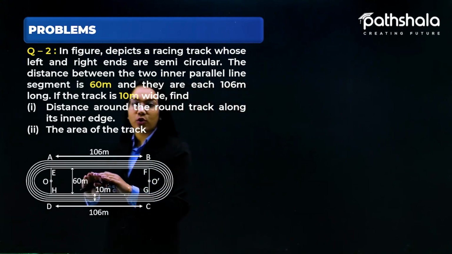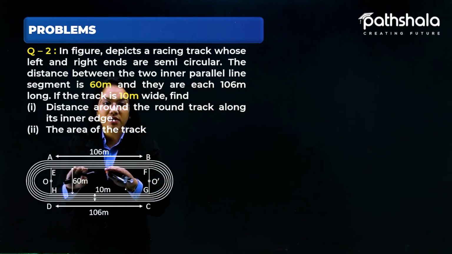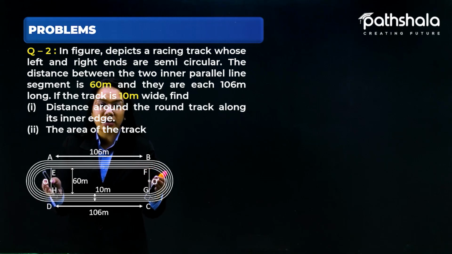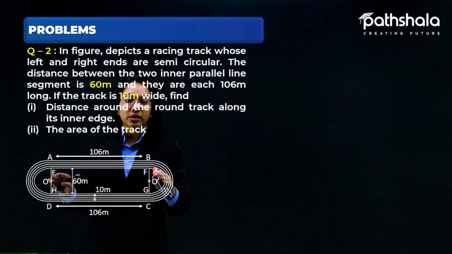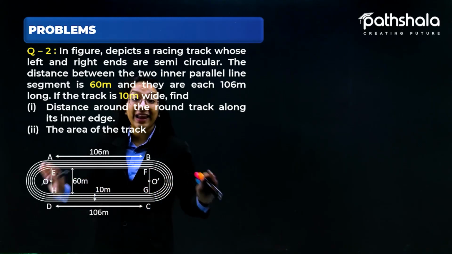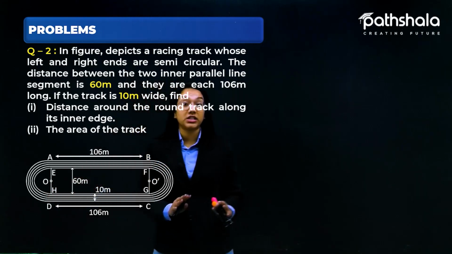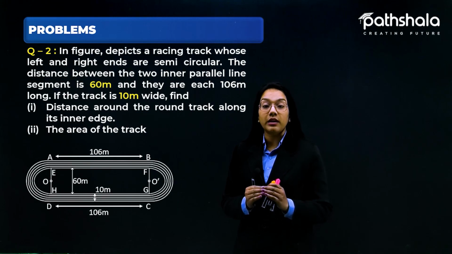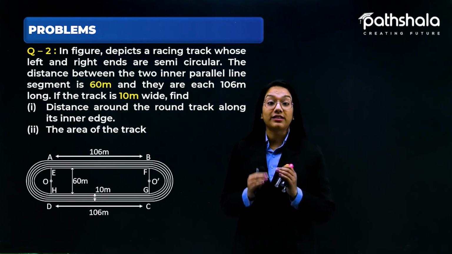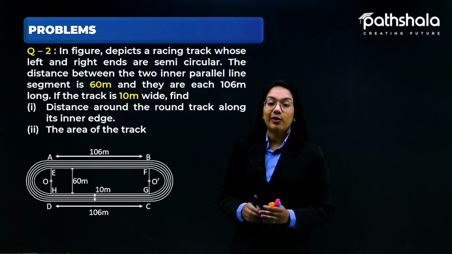So we just have to find the distance around this round track along the inner edge, which means we are only talking about this inner area. That is the distance covered by this inner track, not the area. We just have to find the distance, not the area, and in the second part we have to find the area of the track only. So let's calculate one by one.